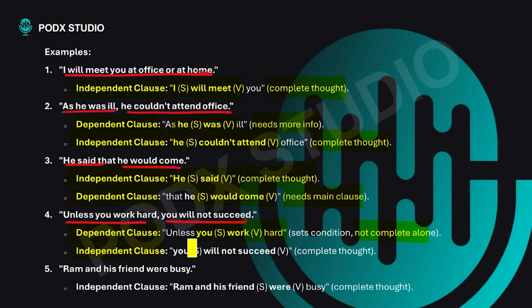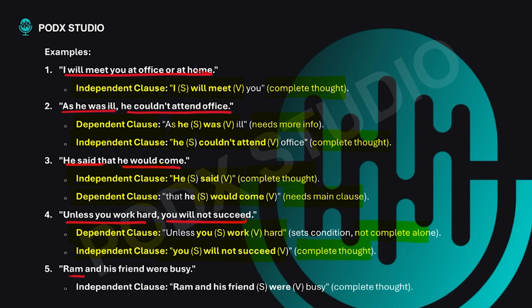Independent clause: you will not succeed. It is confirmed. You will not succeed. This sentence is confirmed. It has the subject, you, and the verb, succeed, will not succeed, like that. And it's a complete thought. It is confirmed. But "unless you work hard" is not confirmed as well.